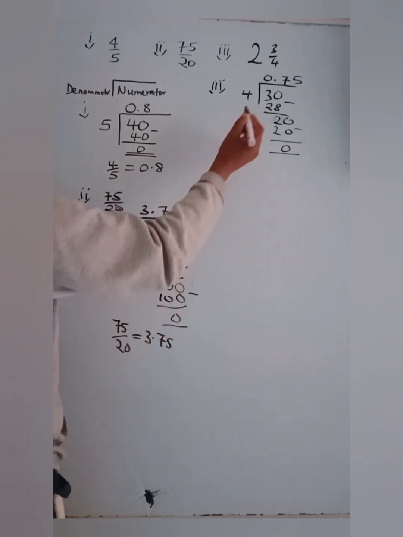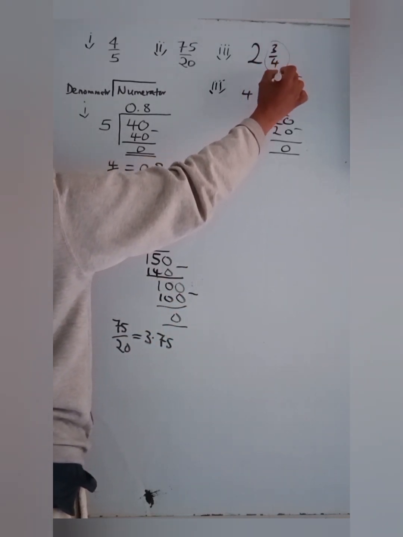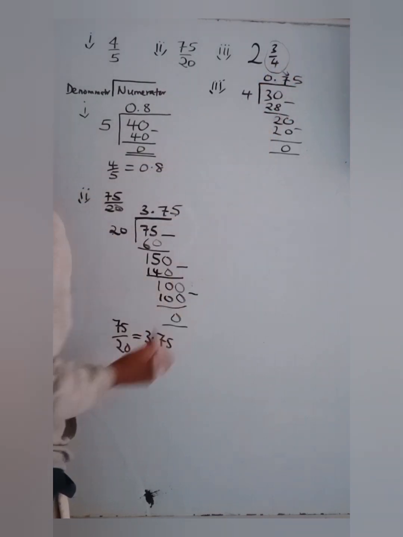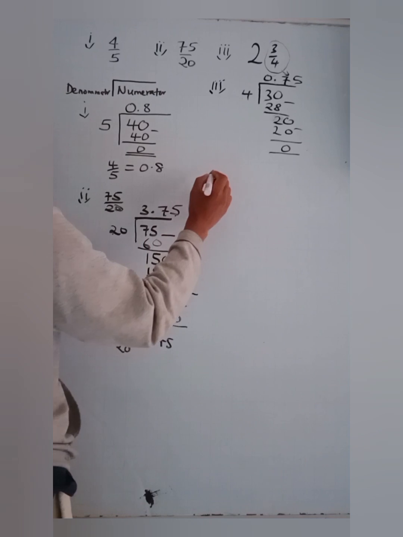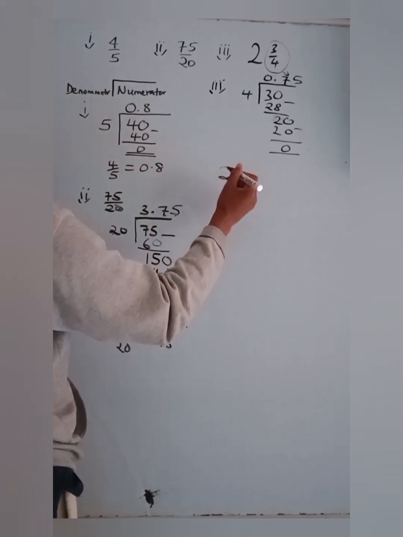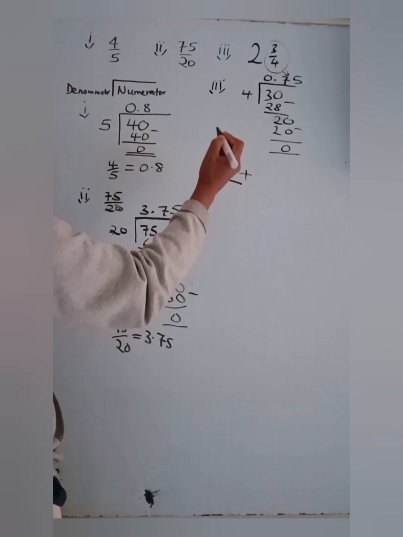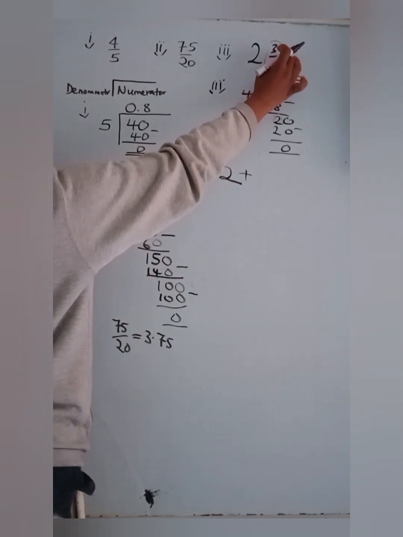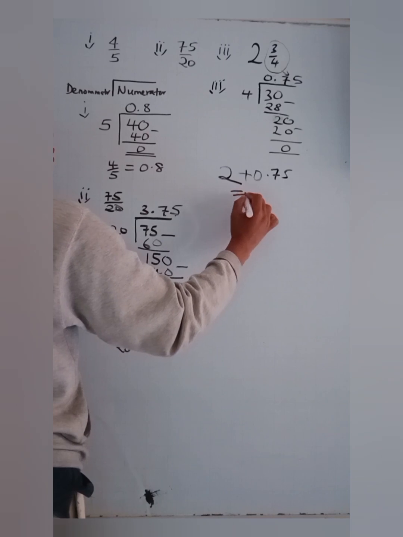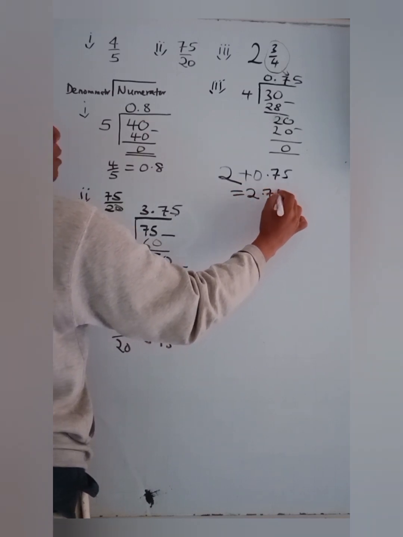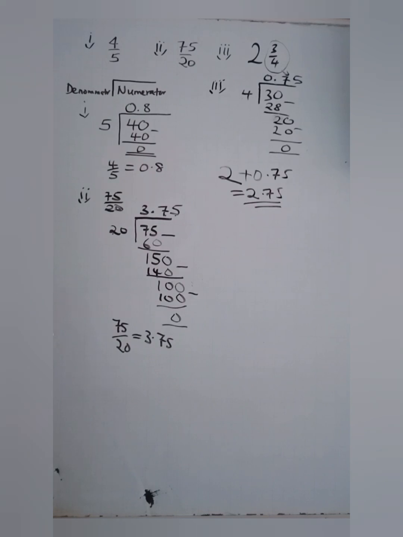So that means this fraction part in decimal form gives us this. So the whole of this one, when written in decimal form, can be written as 2, the whole part, plus the one that you have gotten to be the decimal for this, which is 0.75, and that gives you 2.75, like that. That is the first way of working it out.